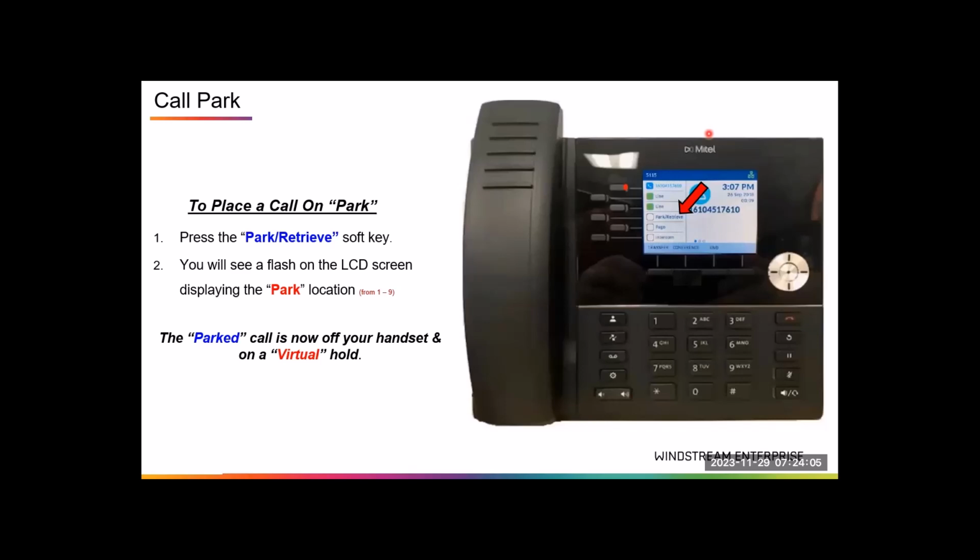Okay, now with that park location number, number 4, you or someone else can then go to a different phone in the office. You then press the call and park retrieve button on that phone, followed by the number 4, which is the park location number. And you will be connected with the device or with a caller on that device, rather. So that's how you use call and park retrieve.